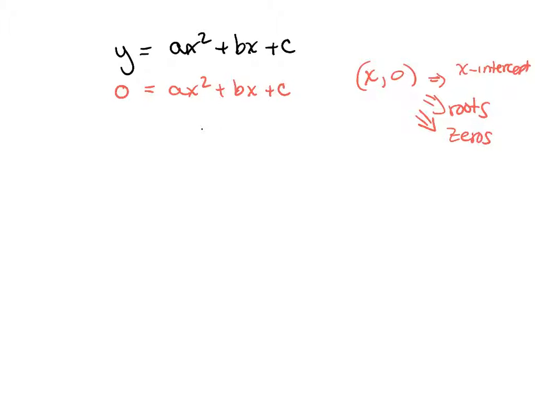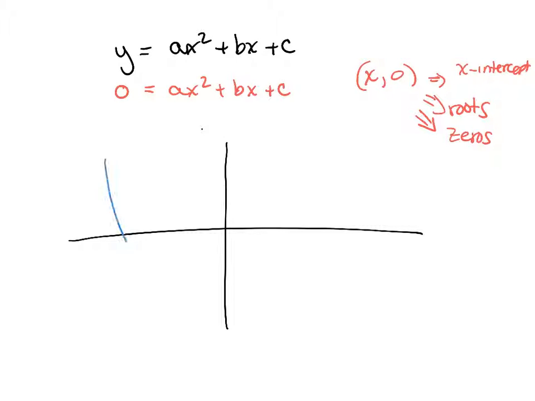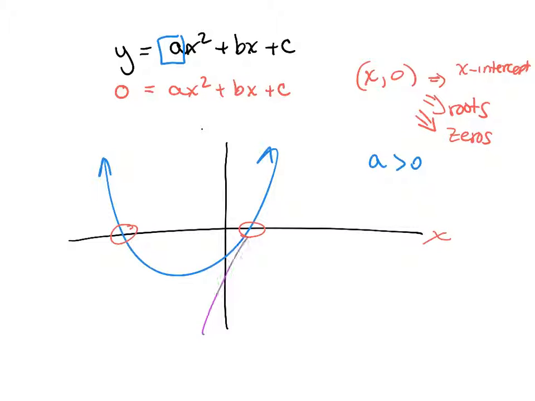But in visual terms, what this really means is if you were to have a parabola that opens up, and remember, if it opens up, it means that a is greater than 0, the zeros are where it crosses the x-axis. If you have a parabola that opens down, the zeros are where it crosses the x-axis, and in this case, a would be less than 0, or negative.